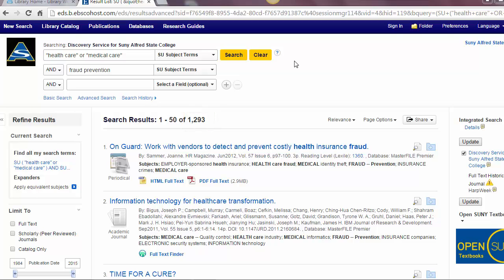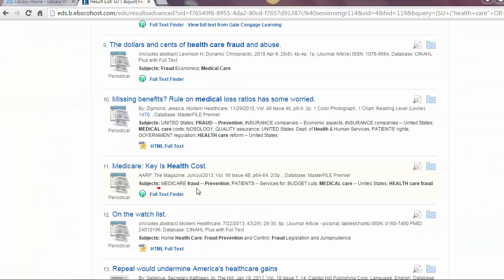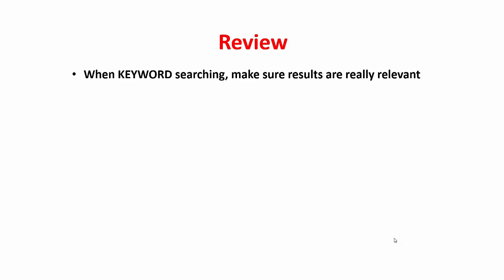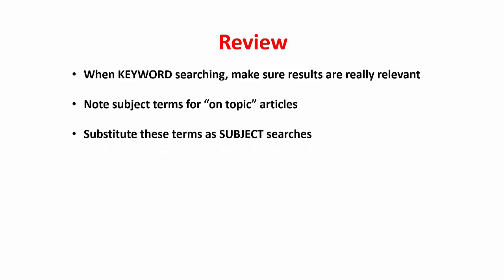If we further scan our results, we see that there are specific types of fraud, such as Medicare fraud. This term could be used instead of more general terms like health care or medical care. It's important to look carefully at search results to be sure the content is really on your topic, especially when searching by keyword. When searching by keyword, note the subject terms assigned to an article that seem to be on target for your research topic. Then use these terms in a subject search to find more focused results.